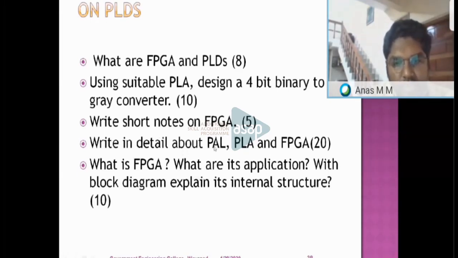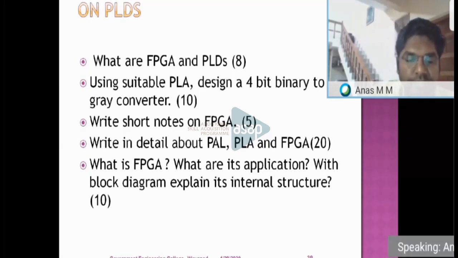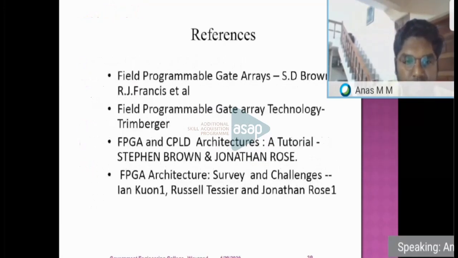Then PAL, PLA and FPGA. This was a 20 mark question. And what is FPGA? What are its applications? With a block diagram, explain its internal structure. So we already explained the block diagram, three blocks: CLB, interconnects and IO blocks. And we already know what the applications of FPGA are and what FPGA is. So these are some references.